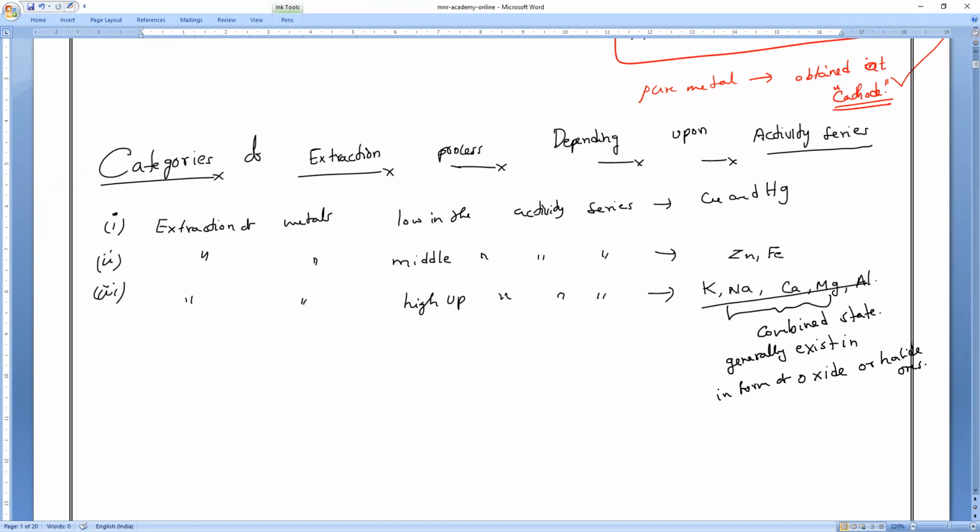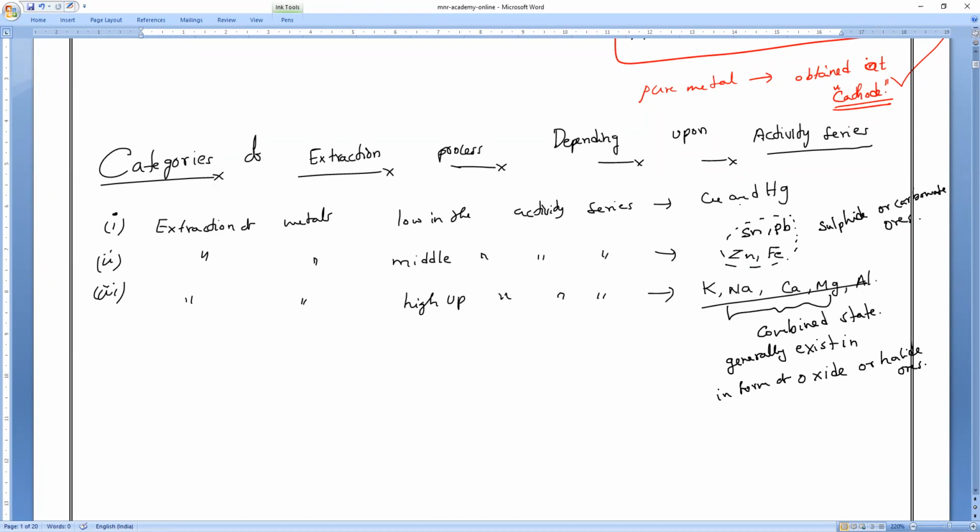Next, zinc, and you can take iron, and you can take lead, you can take it as Pb. Tin also. Sn means what, guys? Sn means tin. Understanding? So these are moderately reactive metals. Generally we will find them in sulfide ores or carbonate ores. Clear, everybody?